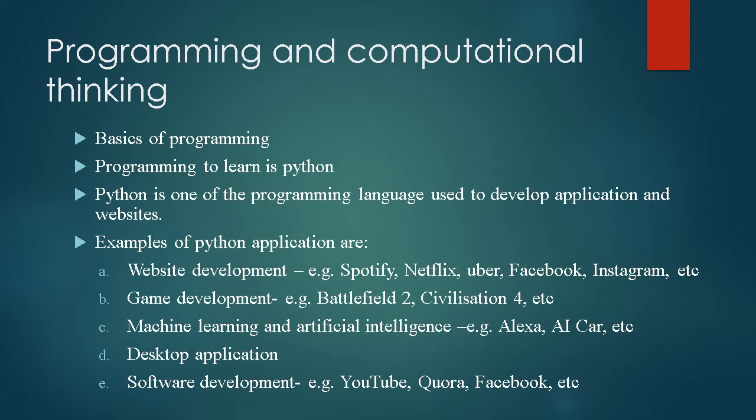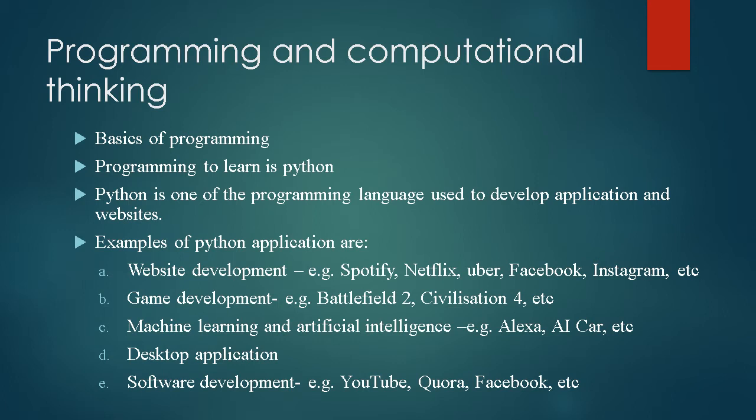Some of the examples of Python applications are website development like Spotify. Spotify is used for music, Netflix for video, Uber, Facebook, Instagram. These are the websites developed using Python. Python is also used for game development. Examples are the famous Battlefield 2, Civilization 4, etc. These are some of the games developed using Python.